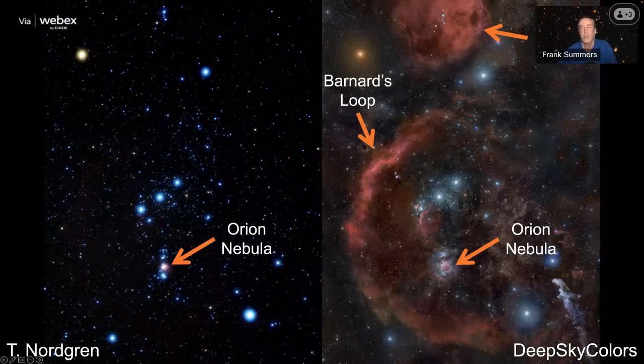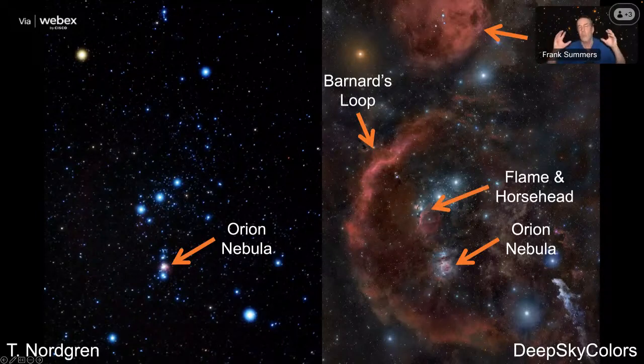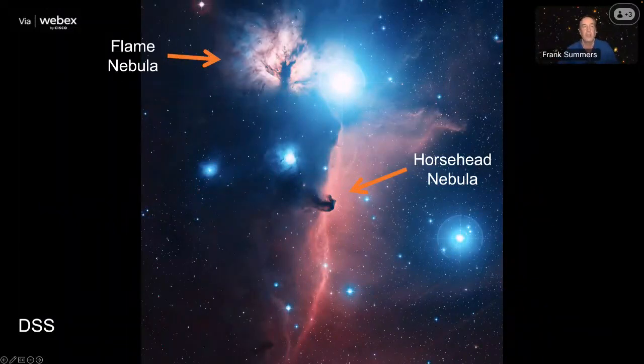And then next to the belt of Orion, you can see the Flame and the Horsehead Nebula. So this is a wonderful, wonderful, rich region of the sky. And we're actually going to talk about the Horsehead Nebula tonight. So let's zoom in and show you the Flame and the Horsehead.